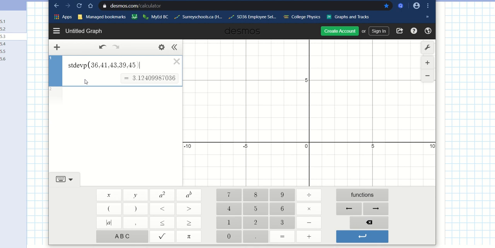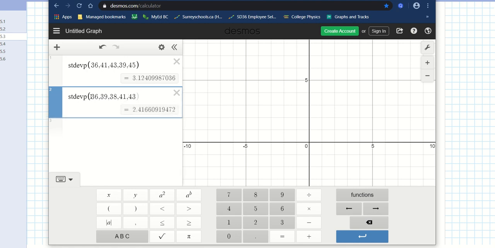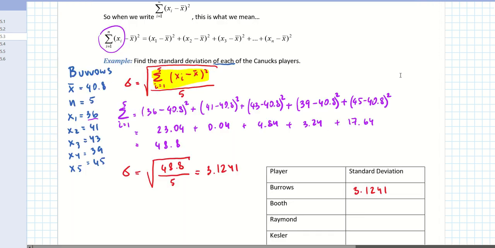So then we can do the same thing for the other players. We can do the same thing for Booth. We're going to enter STDevP. I missed a letter. STDevP. And then type in the values for Booth. So it's going to be 36, comma 39, comma 38, comma 41, comma 43. And as you can see, it'll show you the values right away. So actually it calculates them as you add the numbers. So for Booth, it's going to be 2.4166 and so on. So basically this is a lot faster than doing all of this calculation here, of course.